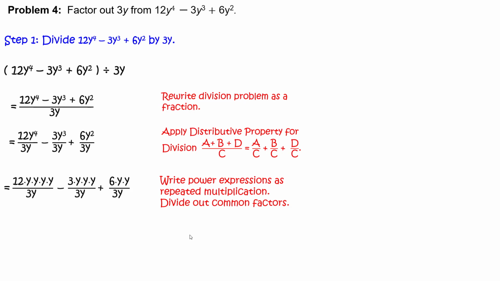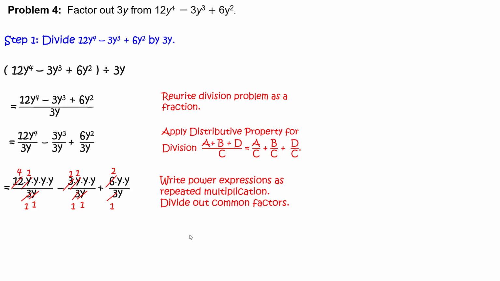So let me divide out common factors. 12 divided by 3, I can factor out a 3 to get 4 divided by 1. Y over 1, I can factor out a 1. 3 over 3, I can divide out a 3 to get a 1 over 1. Y over 1, I can factor out a y to get 1 over 1.